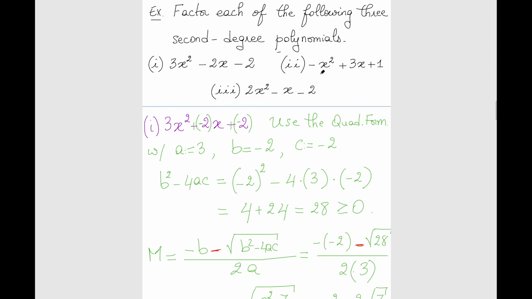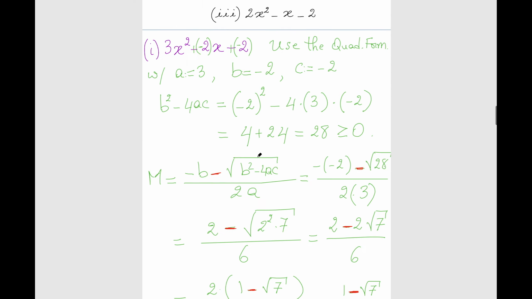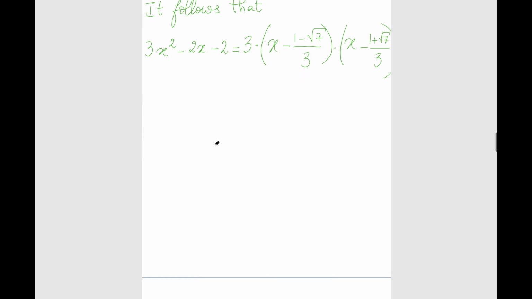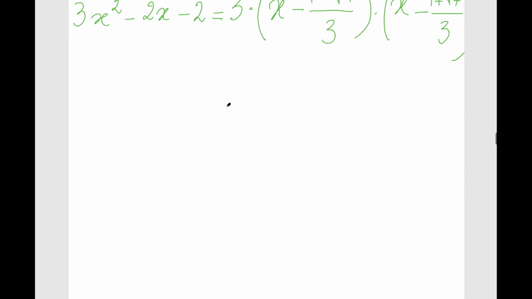Part 2, we want to factor now minus x squared plus 3x plus 1. So part 2, let's change colors. Part 2 is, we want to factor minus x squared plus 3x plus 1.